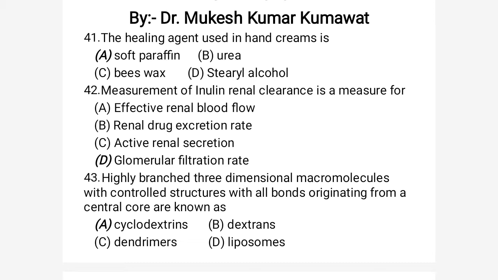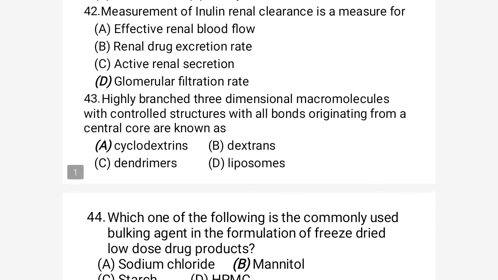So what is the filtration rate of the glomerulus? It can be judged by how much of the total inulin is filtered by the glomerulus, or how much part is left. According to that it can be judged how the glomerular filtration rate is in the patient. So inulin is used as a diagnostic agent to determine the particular glomerular filtration rate. The correct option would be D.